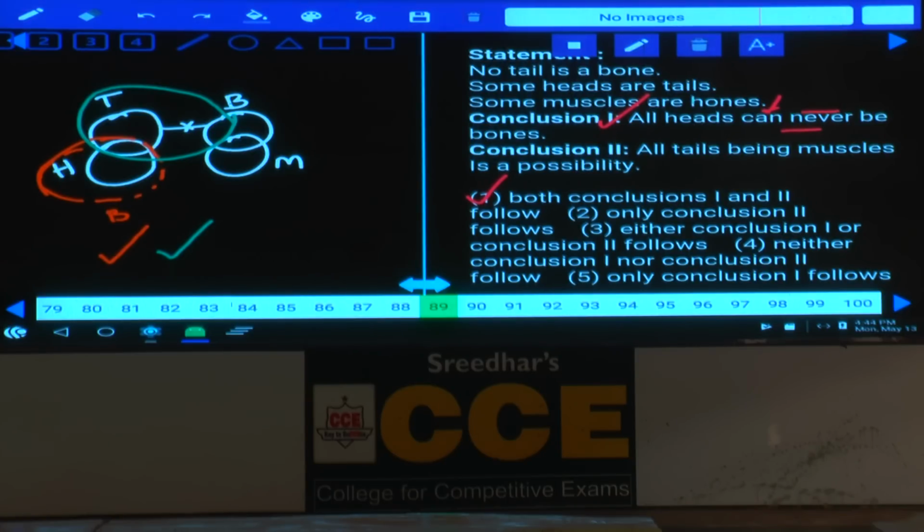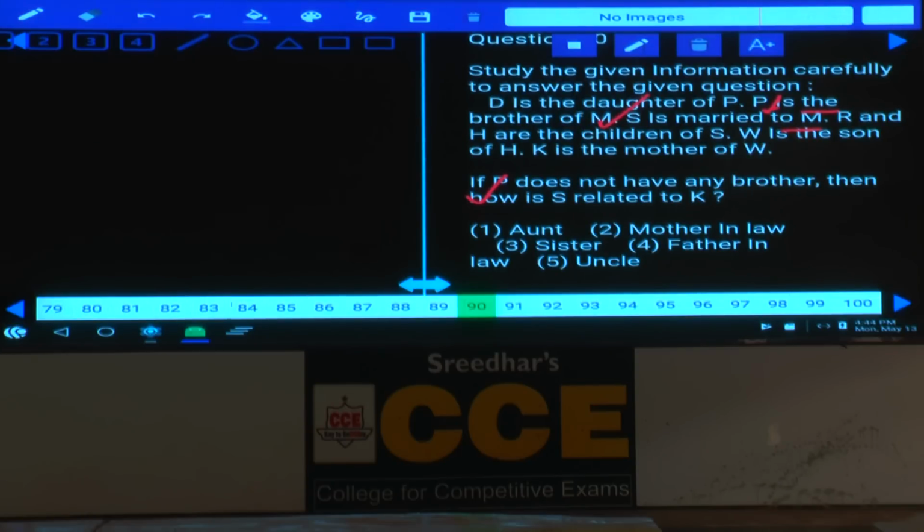Then 90 to 92. Now question number 90. D is the daughter of whom? D is the daughter of P. P is here. Now D is the daughter of P and P is the brother of M. This P is the brother of M. S is married to M. M and S are married couple.